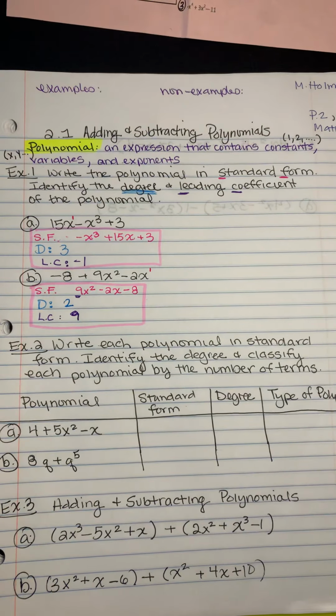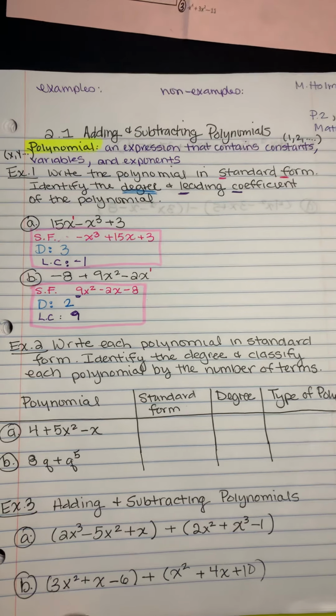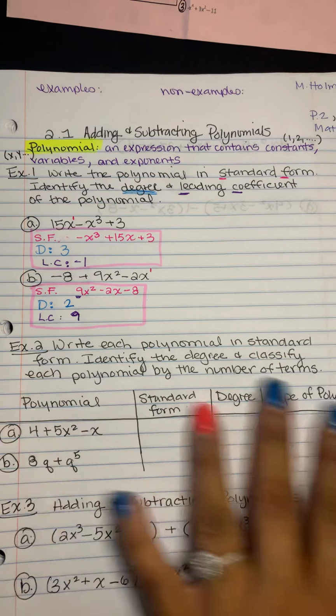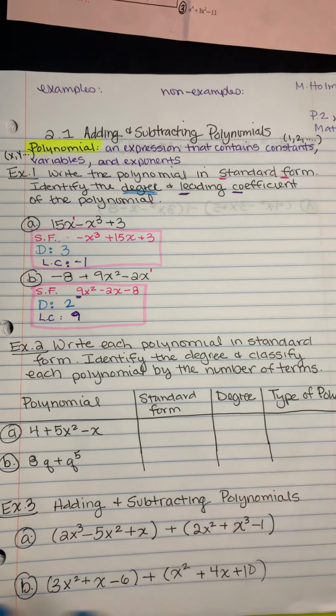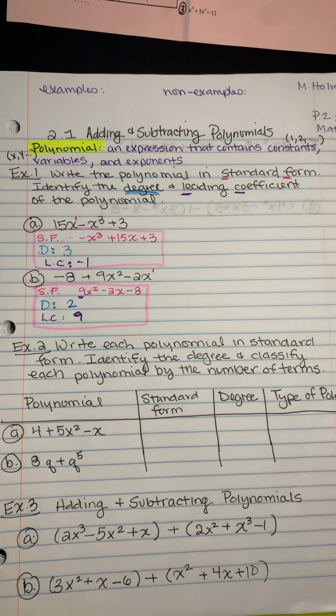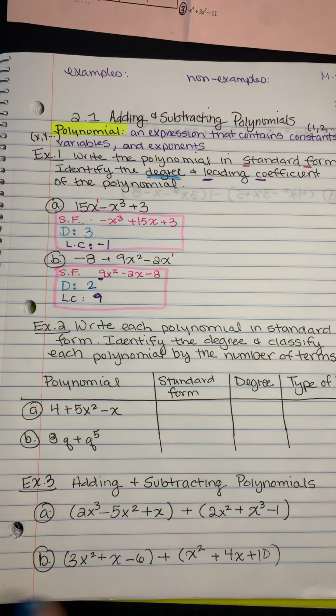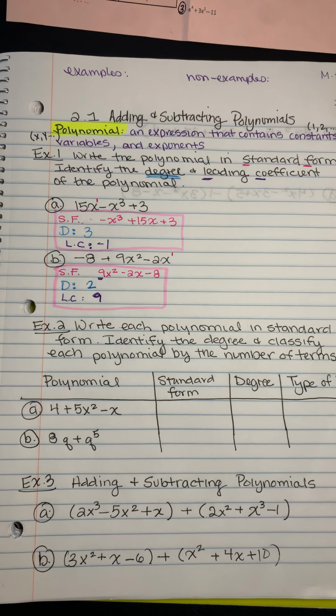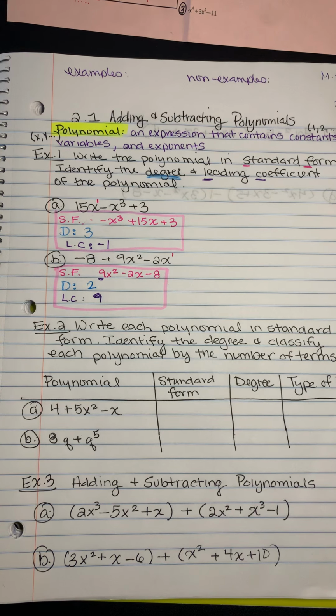All right, so we have 2 examples. I just created this, and when you do your homework assignment, you can also create something like this, so that you don't have to keep writing out standard form, degree, and type of polynomial. Okay, let's take a look at the first one. We have 4 plus 5x squared minus x. Let's go ahead and put this in standard form.